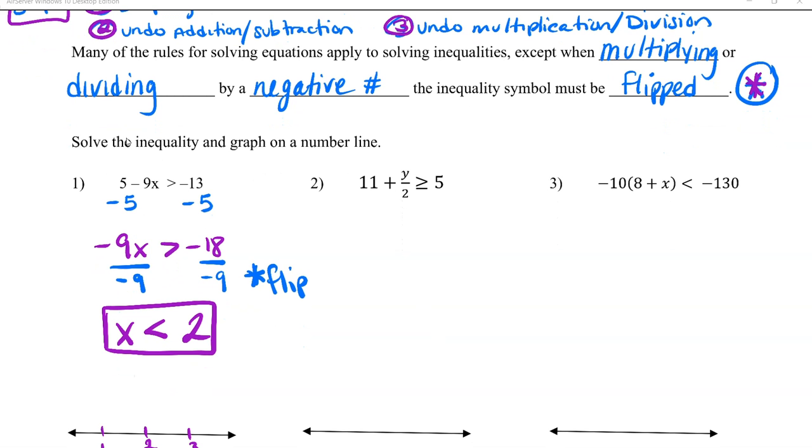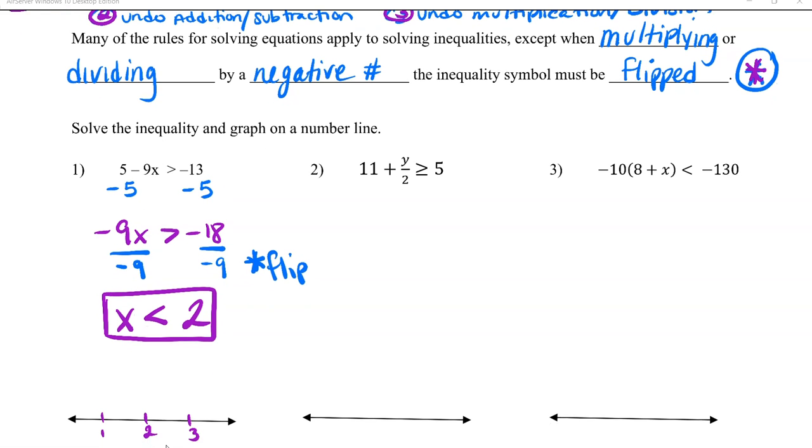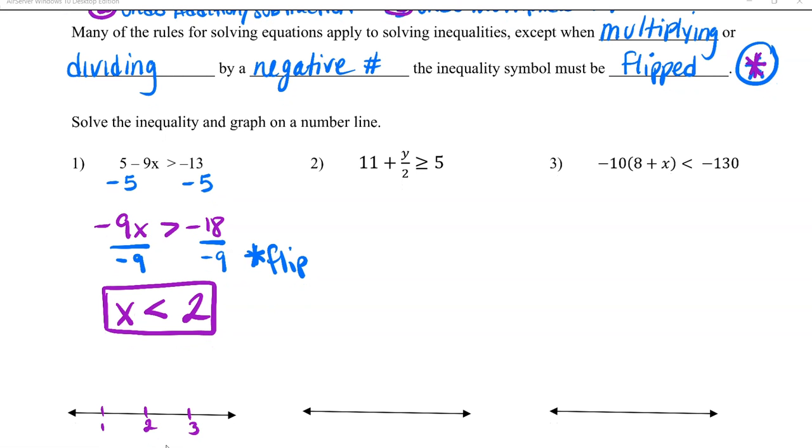Fill out your number line. Remember, you want at least 3 numbers. And we want to make sure it's increasing, meaning going from the smallest value to the largest value. When we go to graph, 2 is not included, so it's going to be a non-filled in circle at 2. And we're going to shade to the left because it's all values less than 2.